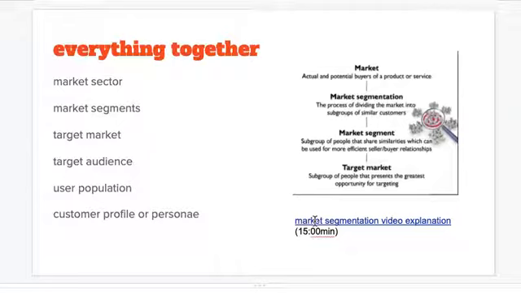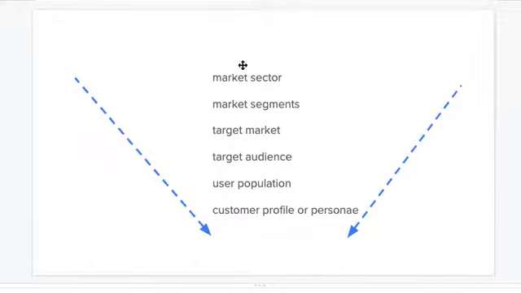Going down again, just breaking it down. I feel you've heard this again, but sectors, segments, target market, target audience, user population, and customer profile. So again, big, broad sector to segment, closer, and then really focused into profiles. So something like this, yeah? Sectors, segments, just big, wide, and then it gets closer into these personas.